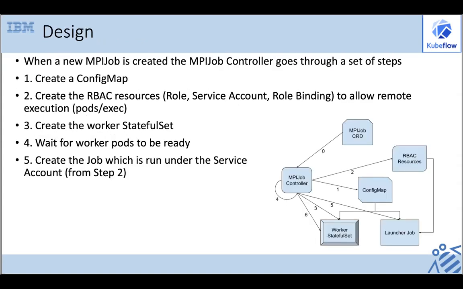And so we're just going to quickly go over the design of how this works. So when a new MPI job is created, there's a certain set of steps that are done by the MPI job controller to launch the job. The first is to create a config map, and then we create the RBAC resources to allow remote execution. We create the worker stateful sets. And then once that happens, we have to wait for the worker pods to be ready because there's many things associated with that will take time. And then we'll create the job, which is run under the service account. And so that's the basic design flow for this. You can see the diagram on the right.